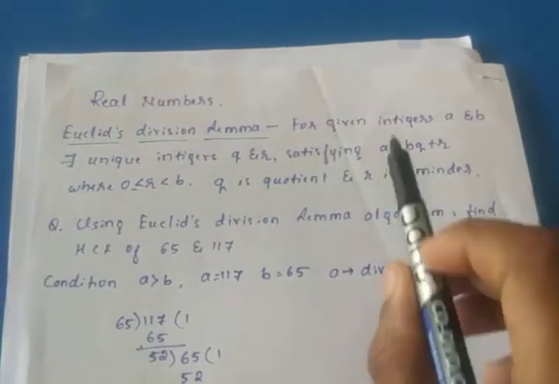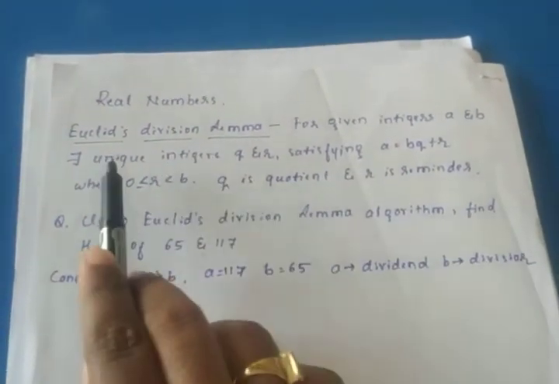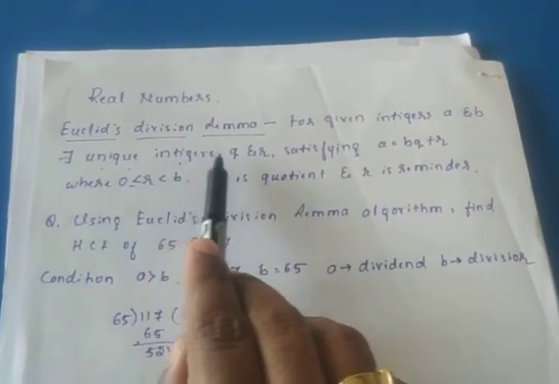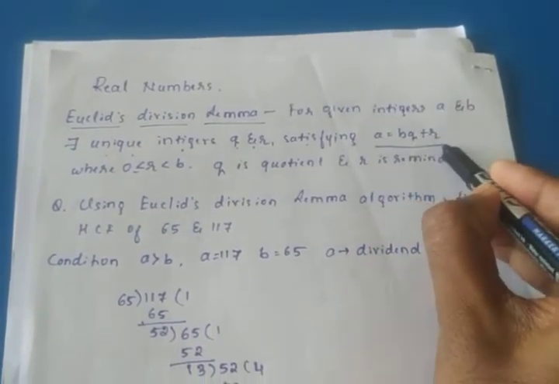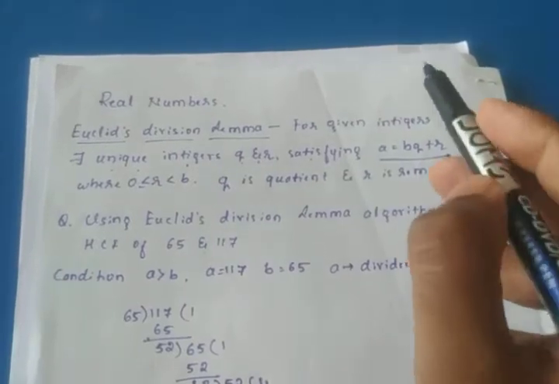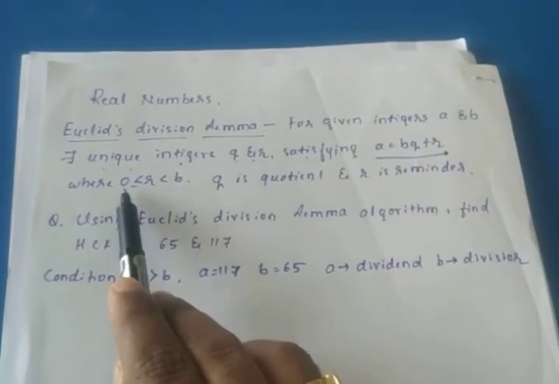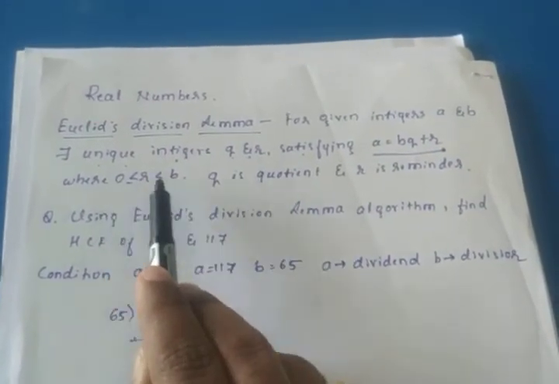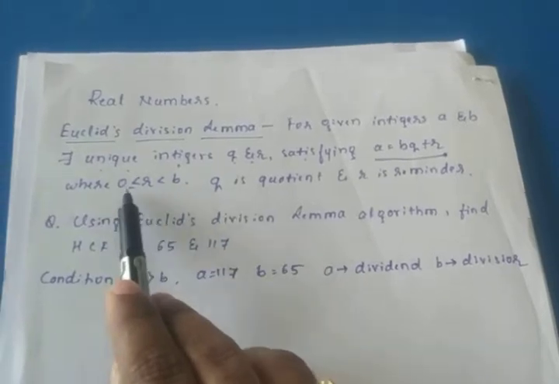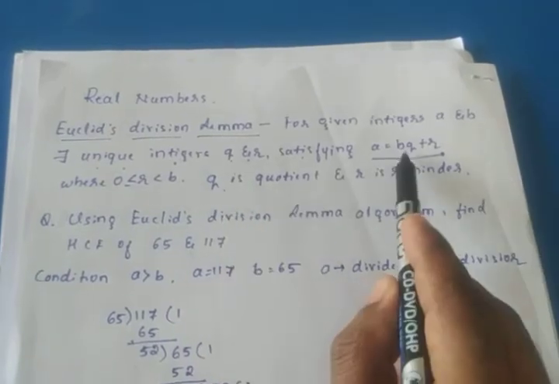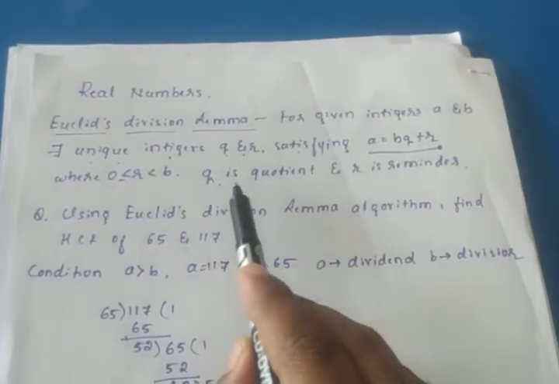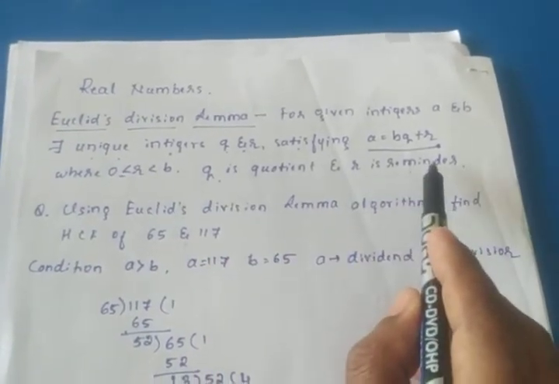For given integers a and b, there exist unique integers q and r satisfying the condition a = bq + r. This is very important, where r is greater than or equal to 0 and less than b. We have to remember this condition for the further examples, where q is the quotient and r is the remainder.